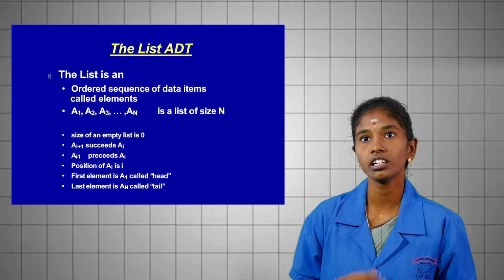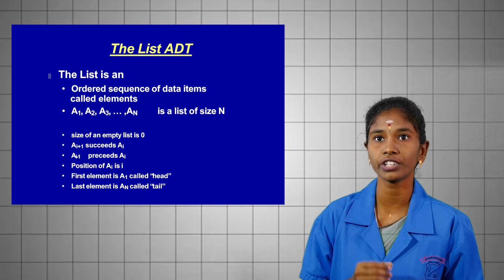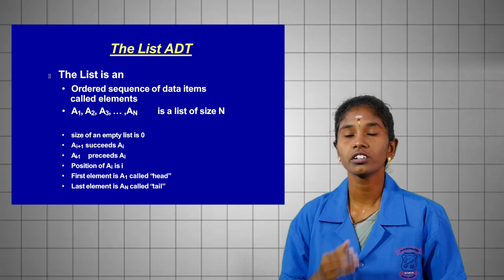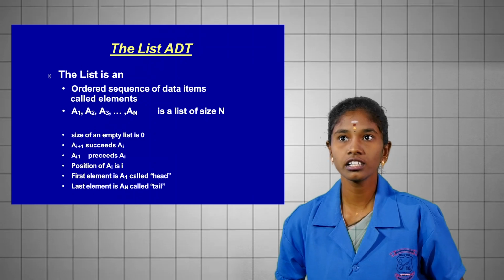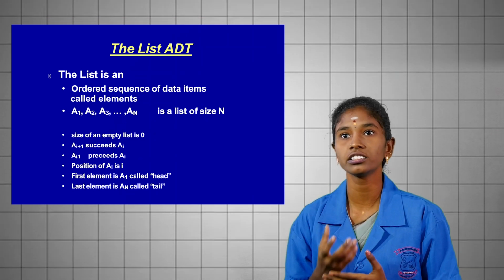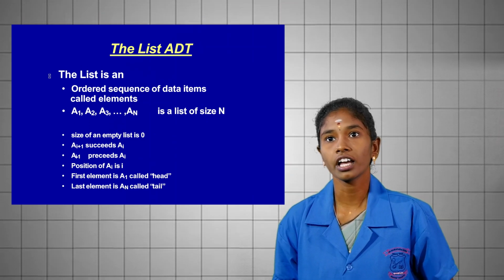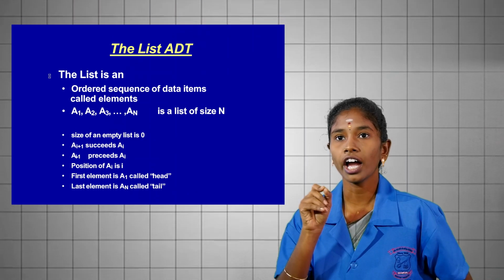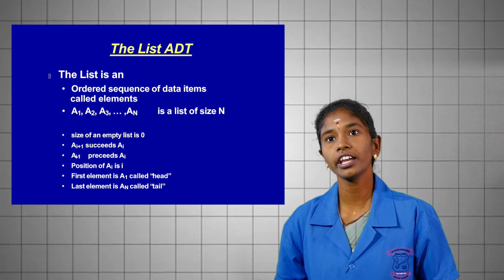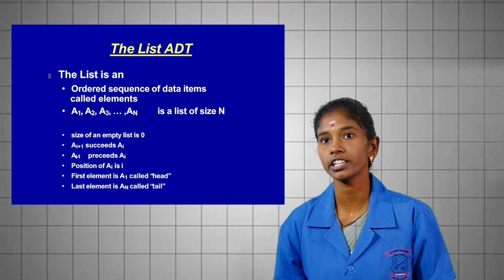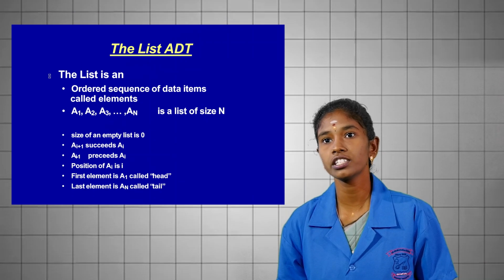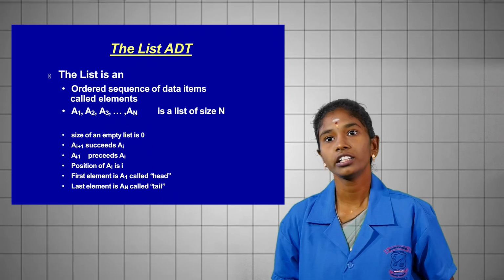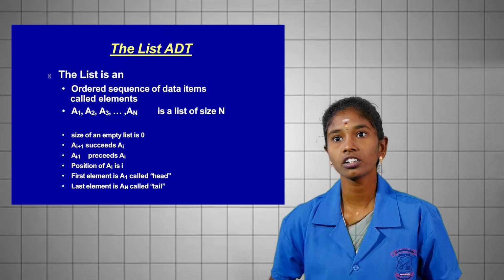List ADT. A list is an ordered sequence of data items called elements. For example, A1, A2, A3, and so on, AN is a list of size N. N is the number of values, and the size of an empty list is 0. Ai+1 succeeds Ai, and Ai-1 precedes Ai. The position of Ai is i. The first element A1 is called the head. The last element AN is called the tail.